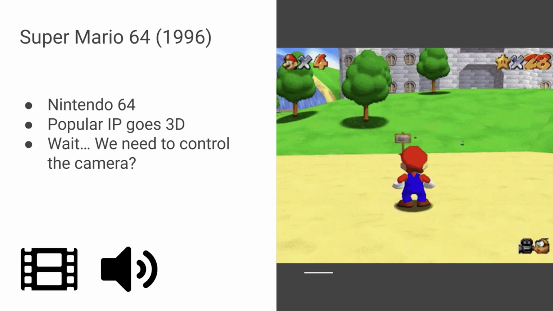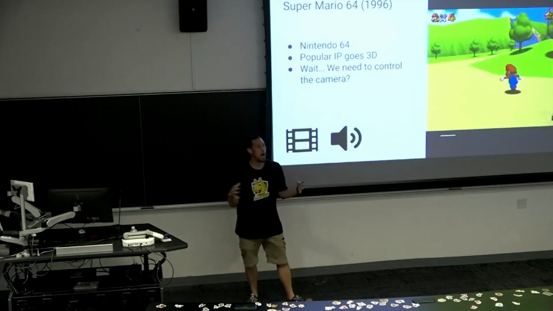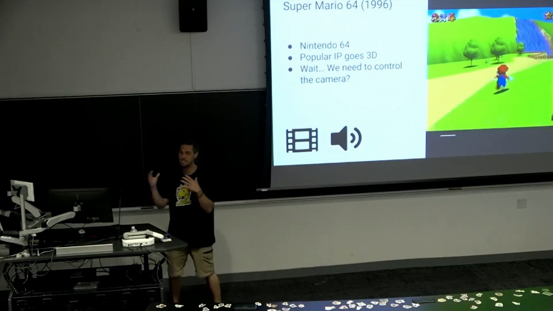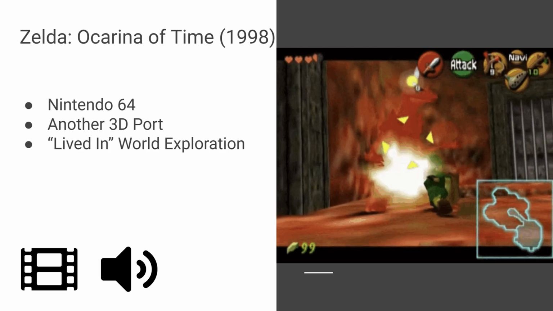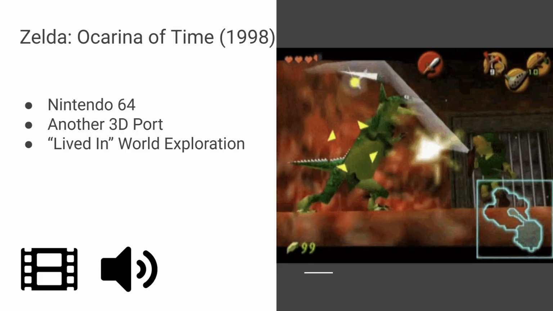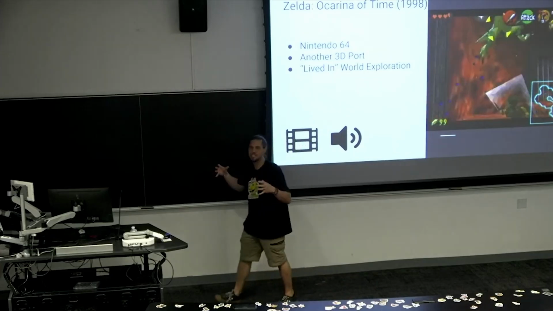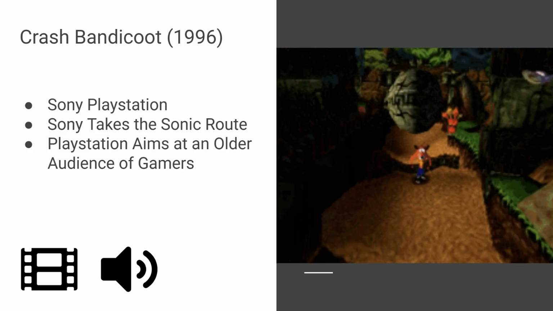And you see that Super Mario 64 in 96. Popular IPs going from 2D to 3D. You see it in Super Mario 64. You see it in Zelda Ocarina of Time. This is kind of the march from, hey, we now have the graphical capability to build these 3D worlds. We can use 3D models. We can navigate around this world and do that.